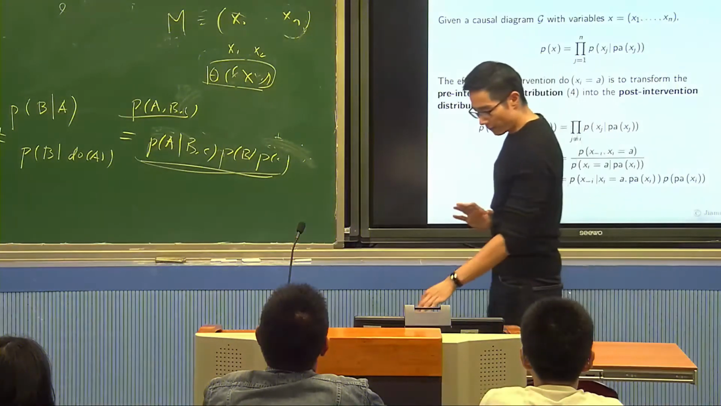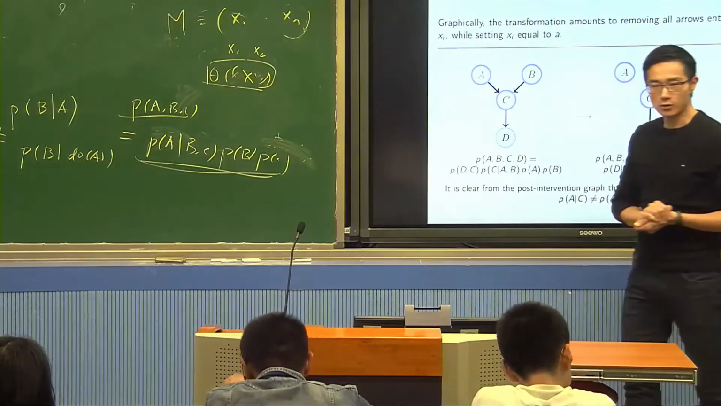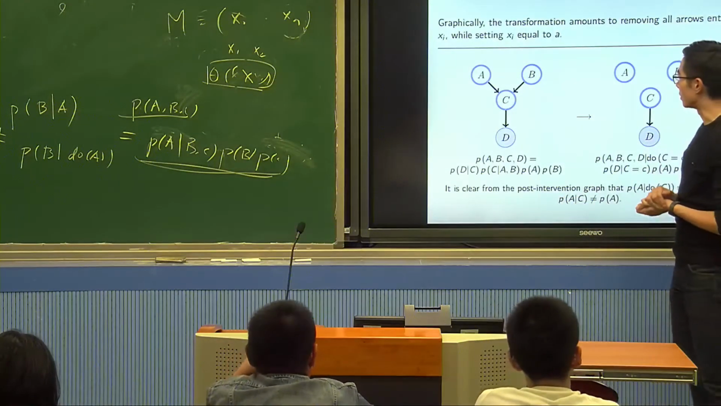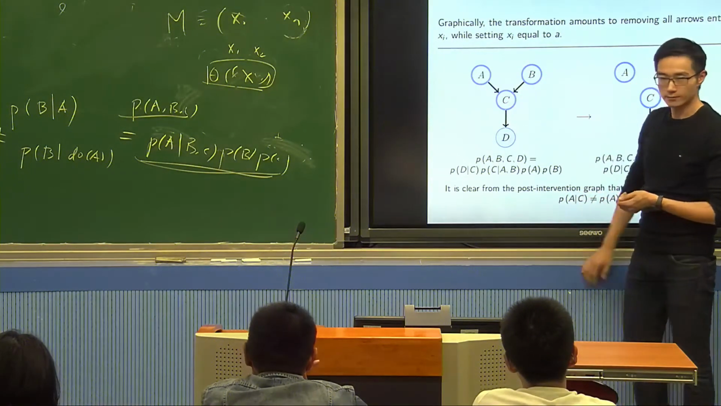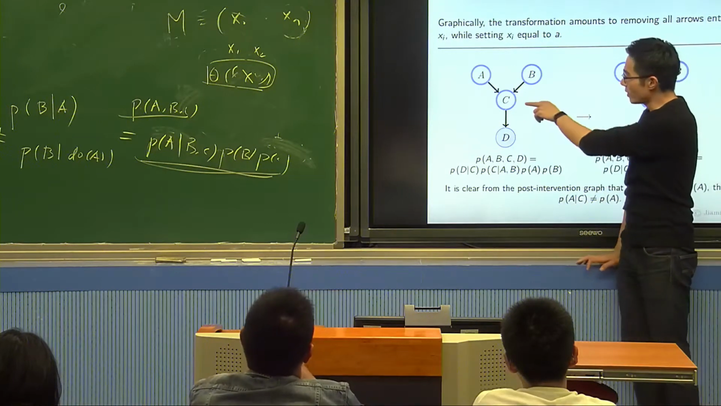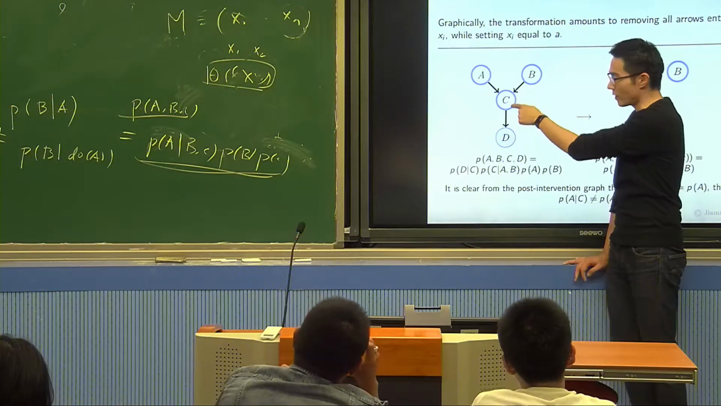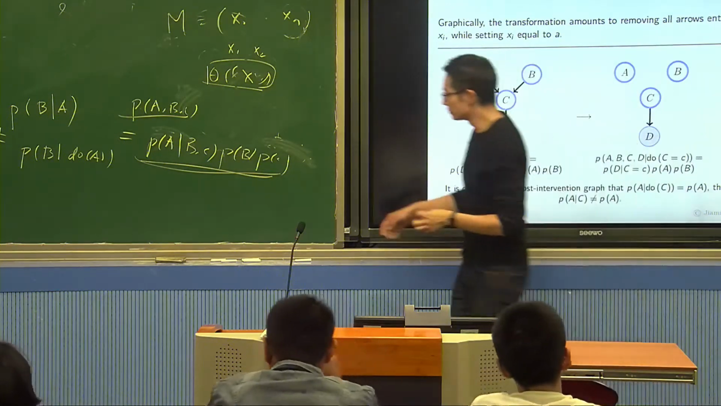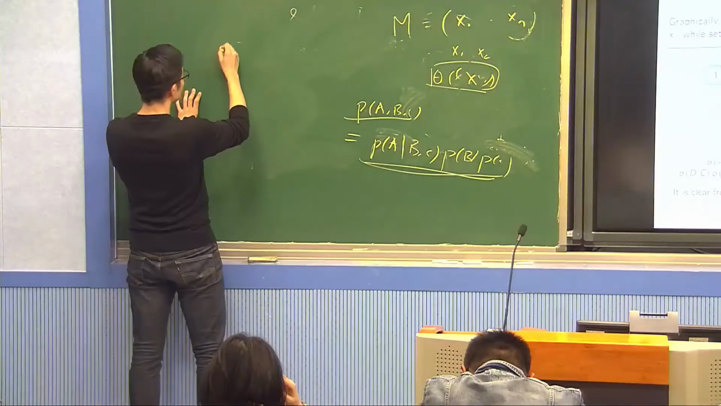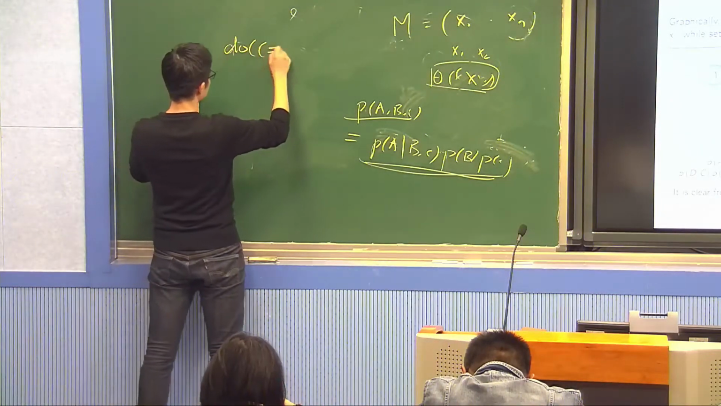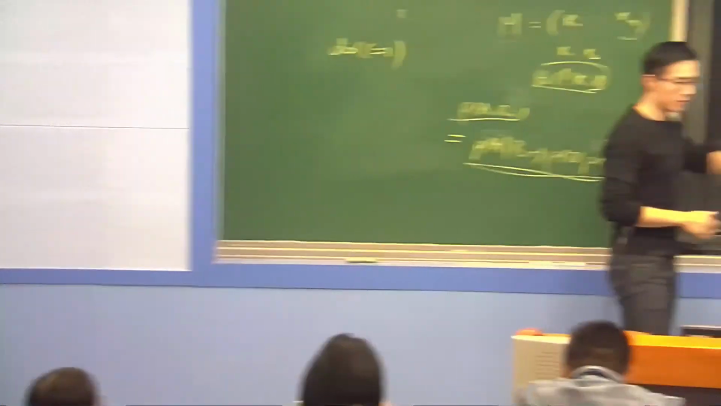Now, on a causal graph, what is the effect of doing an experiment? Suppose we have this kind of causal graph. A and B go to C, C goes to D. Now, if I tell you that I'm going to do an experiment and set the value of C to something else, so I want to know, what if I do C equal to 1? I want to just manually change the value of C.